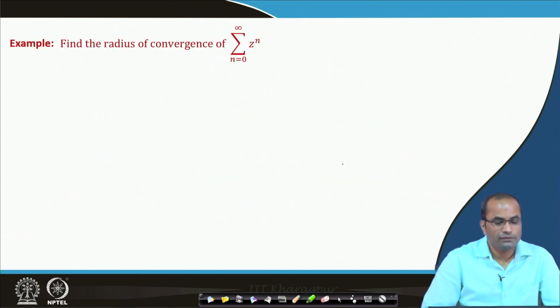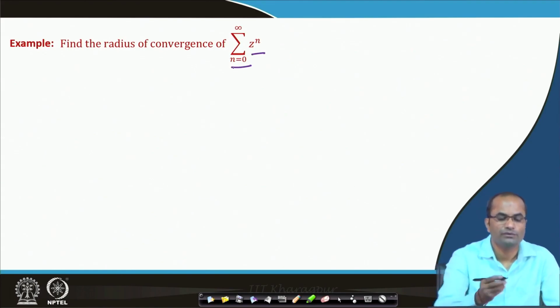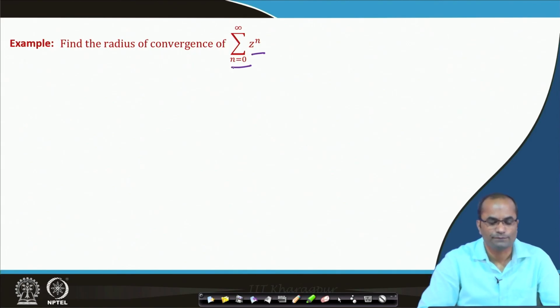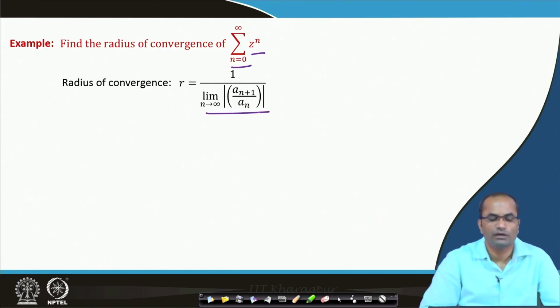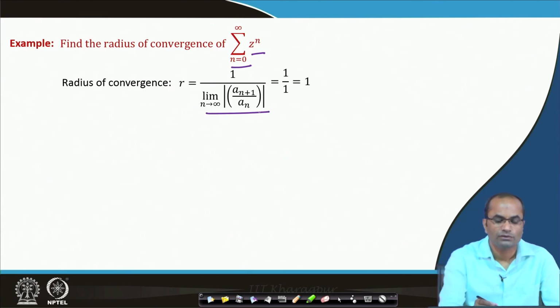Well, so here for instance, if we want to find the radius of convergence of this series z power n, where the sum is over n from 0 to infinity, again we can apply this formula. Here the coefficients are 1 for each term, so we get just 1. That means the radius of convergence for this series is 1.